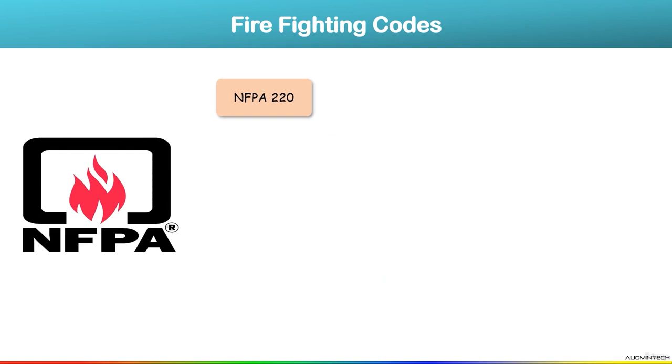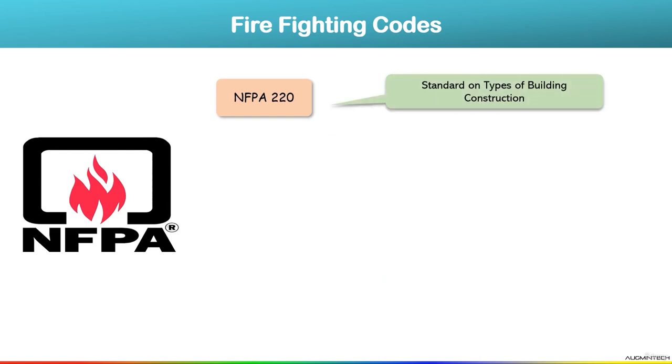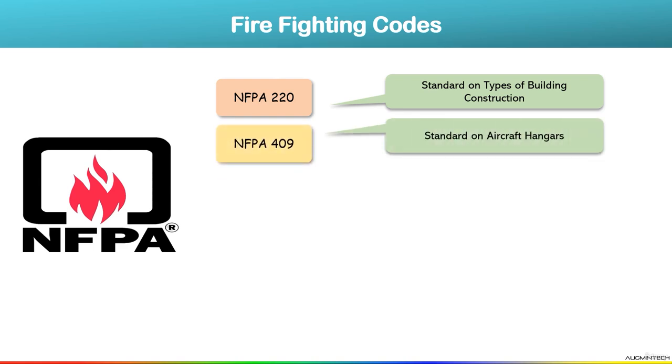Now NFPA 220. This is the standard on types of building construction. This standard promotes protection from fire and its associated hazards by defining types of building construction. Now NFPA 409. NFPA 409 is a standard on aircraft hangars. This standard helps safeguard life and property through requirements for the proper construction and fire protection of aircraft hangars.